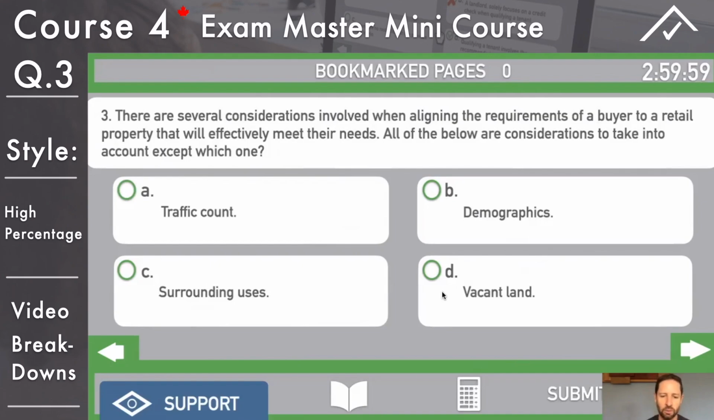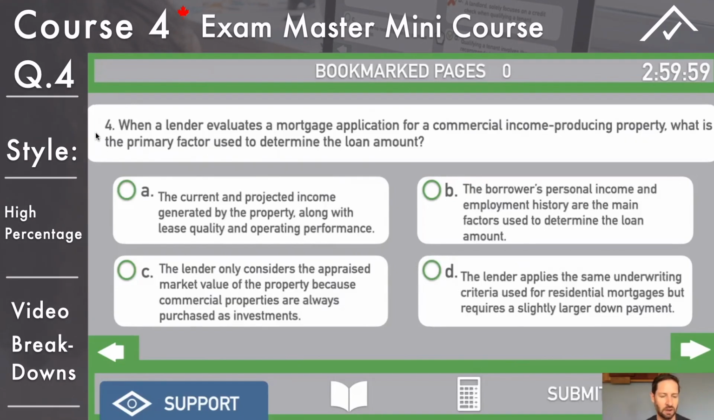Vacant land would be more directed towards, let's say, farming, industrial farming, or any other type of industrial property. That would be the vacant land if you wanted to expand or something like that, right? Not so much retail. And don't let these confuse you. It's basically a not question: all of the below are considerations taken into account for a buyer looking for a retail property, except which one? Vacant land. D, answer and move on. Last question here. Top left, deep breath.